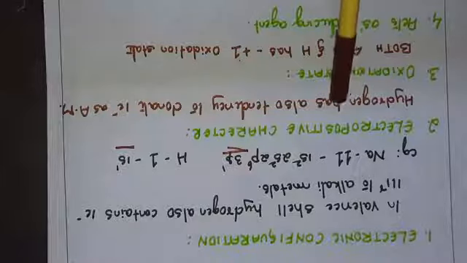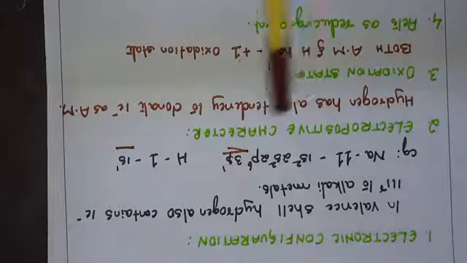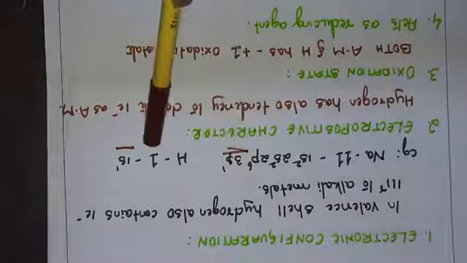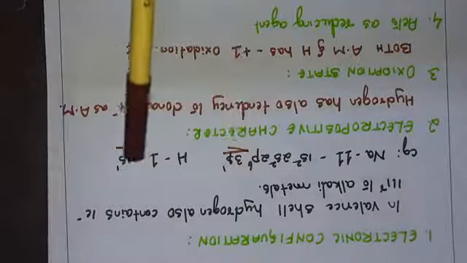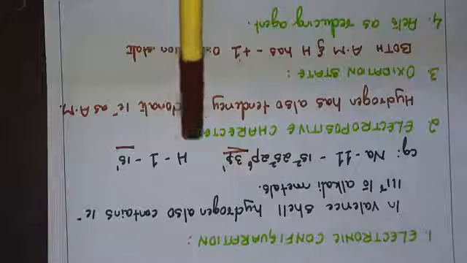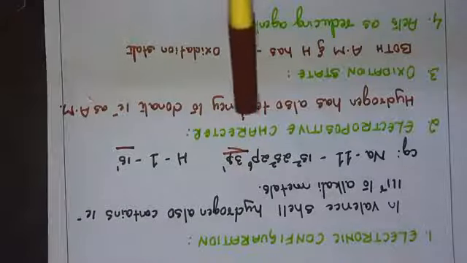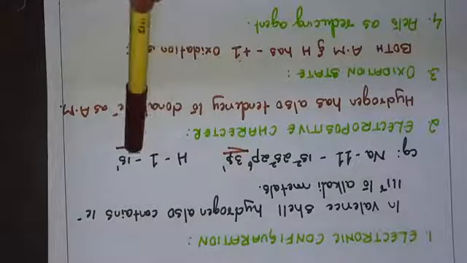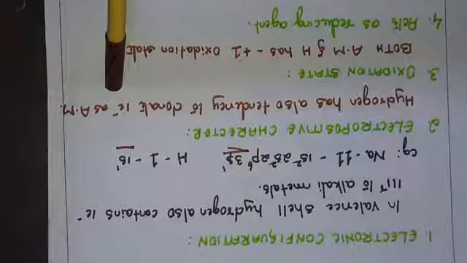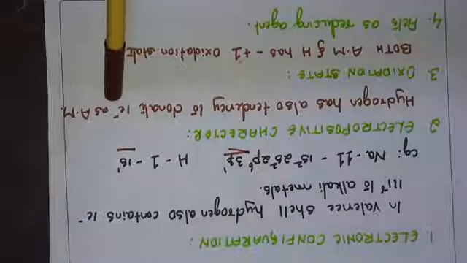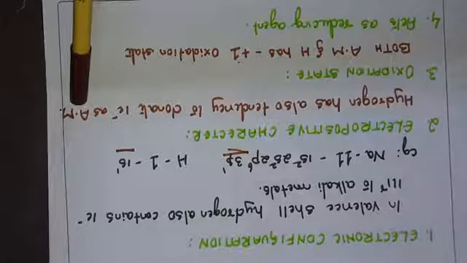Now, let us consider another resemblance, that is electropositive character. As we have observed, these two elements, alkali metals and hydrogen, possess only one electron in their valence shell. They have a tendency to donate only one electron from their outermost shell. This is the electropositive character of hydrogen as well as alkali metals.